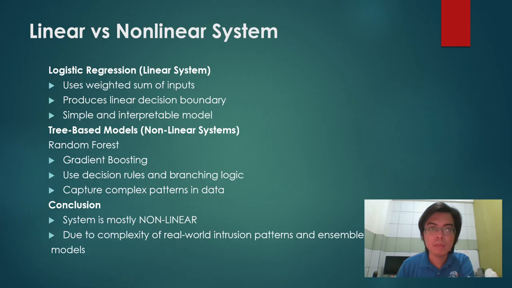On the other hand, tree-based models like random forest and gradient boosting are nonlinear systems. They use decision rules and branching logic instead of simple mathematical equations. So these models are able to capture more complex patterns in the data, especially in cybersecurity scenarios. Because the models we use are tree-based and ensemble methods, the overall system is considered mostly nonlinear.